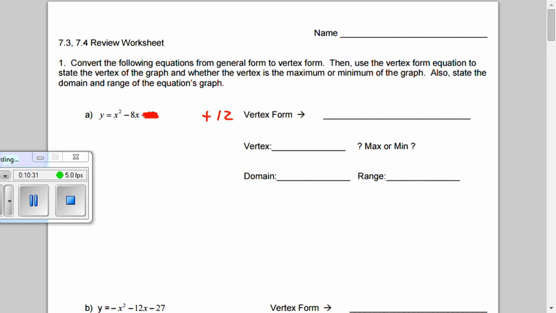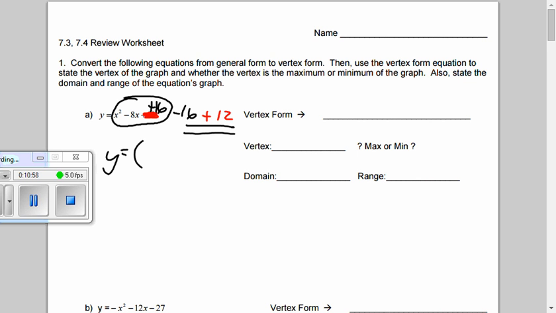All right, so you do half of the negative 8, which is negative 4, squared. Half and squared, right? So what's half of negative 8? Negative 4. Half and squared, negative 4 squared is what? 16. Plus 16 means I have to also have minus 16. And then this part will factor. And this part is the number that's outside the parentheses.